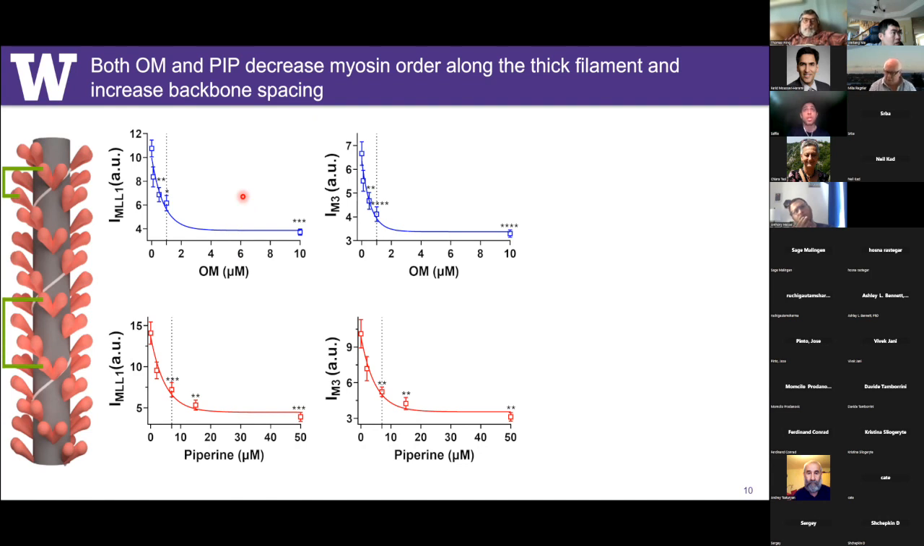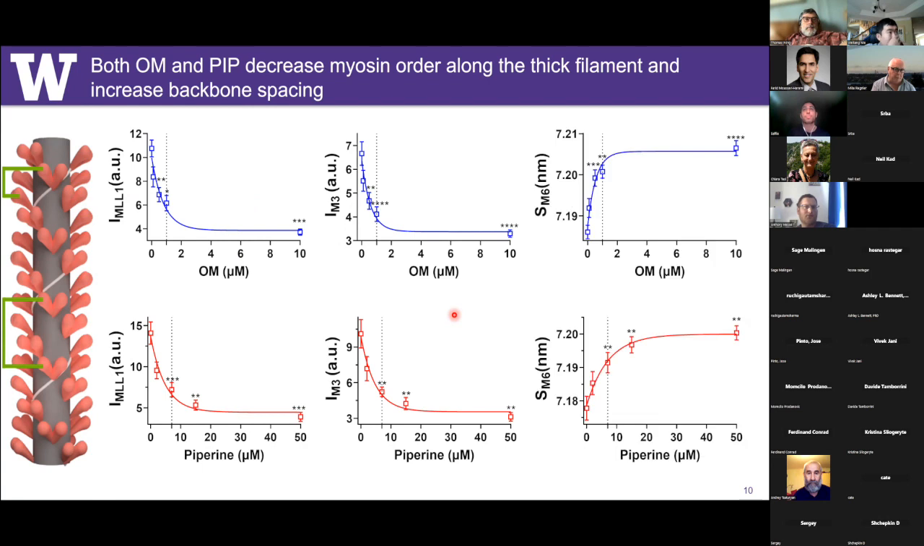This is corroborated by our second observation looking at M3, which quantifies the order between this myosin head and this myosin head. And again, we see the same phenomenon, where as we increase the concentration of the compounds, we see a decrease in the intensity and the organization in the myosin, or an increase in the disorganization in the myosin heads. And finally, our observations of M6, observing the spacing of the thick filament backbone, showed that both OM and piperine significantly increased the backbone spacing and elongation.